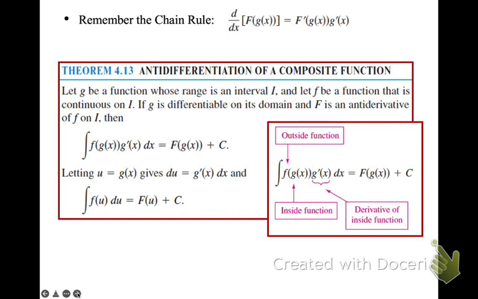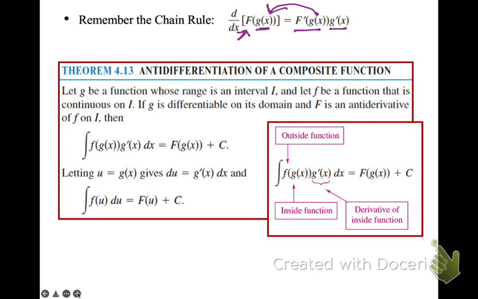So, remember the chain rule? We had a function in another function, correct? We took the derivative of the outside function and times it by the derivative of the inside function. So, similar to that, the anti-differentiation of a composite function. So, we have to go backwards. We have to go from here to here now.